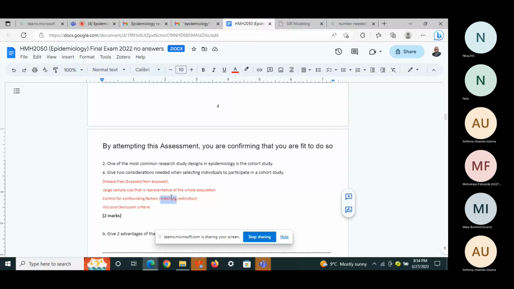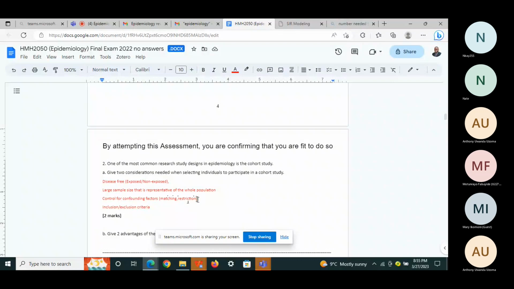So matching is a way whereby, if you cannot restrict it, you allow that variable to be distributed on both groups equally. Okay, so if you are putting 5 males here, you also put 5 females here, assuming that gender is very, very important and is a variable, you distribute it equally. Okay, so matching, restriction. How else do you control for confounding variables?